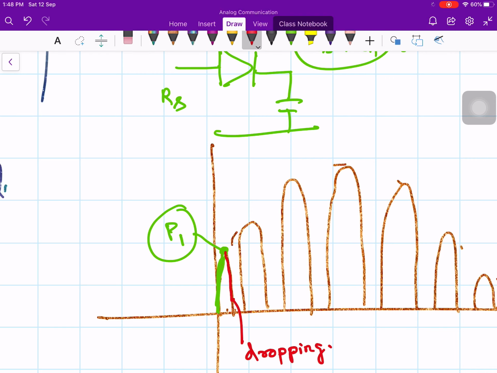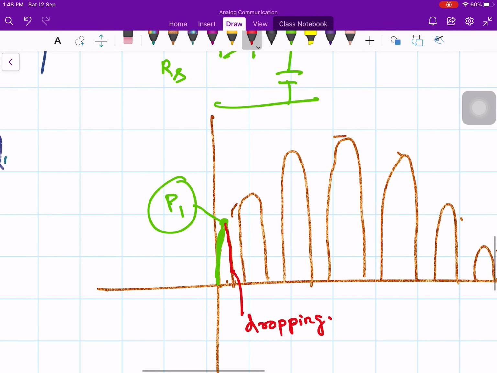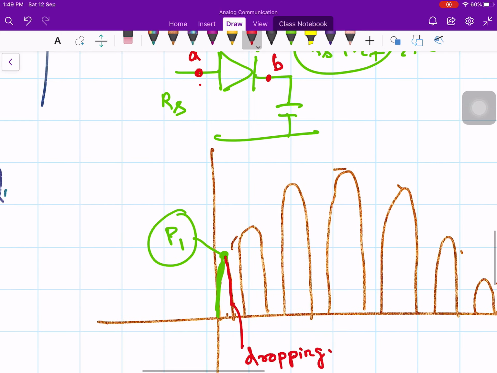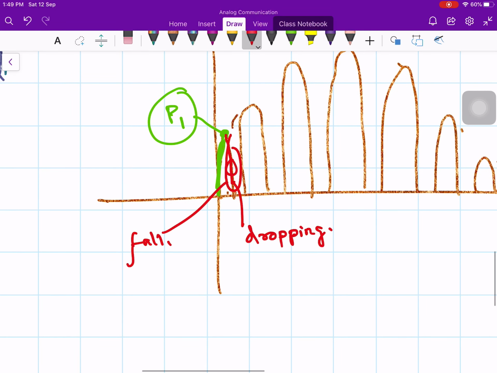Now the input voltage is dropping down. If the input voltage drops down, then what happens? The diode will be reverse biased, because this point, let me say A, and this point B. Point B is at a higher voltage than point A. Okay, point A means this portion. Point B is at the potential of P1. So there is no conduction in the diode. The diode remains reverse biased during this falling portion. So this is my falling portion of the carrier half cycle.